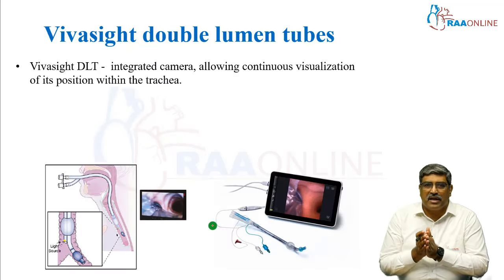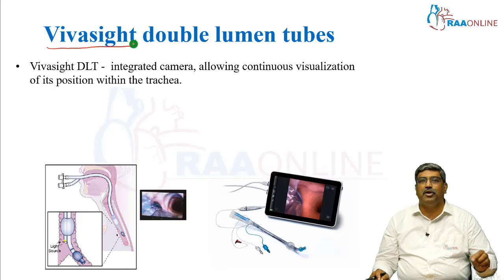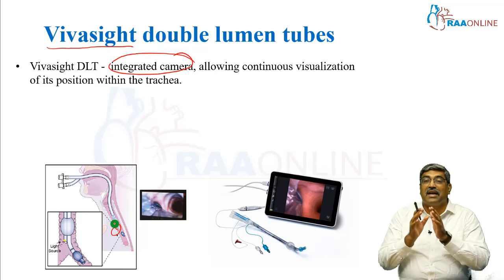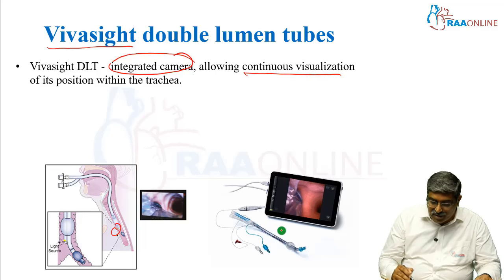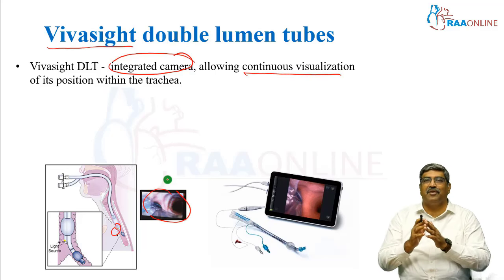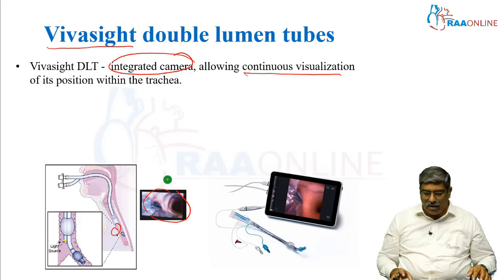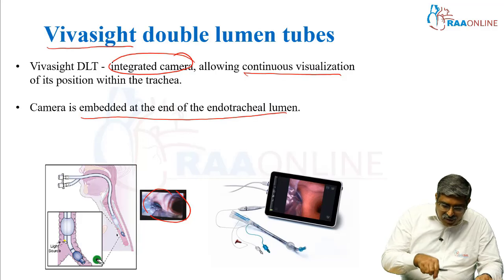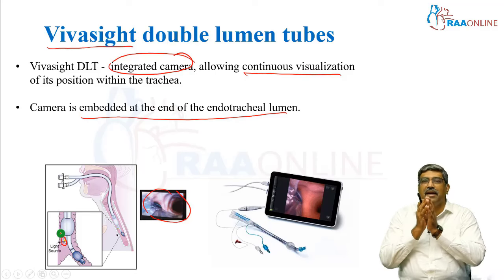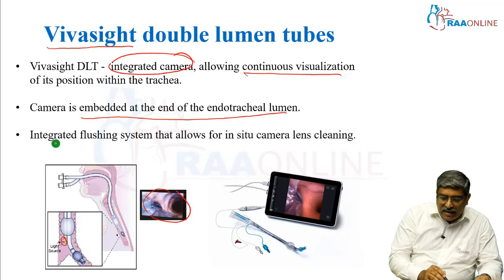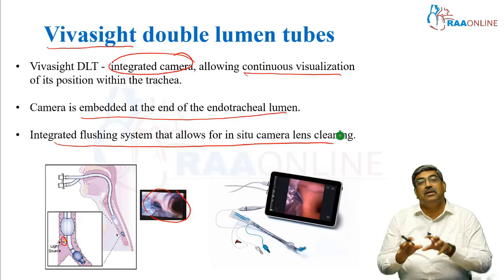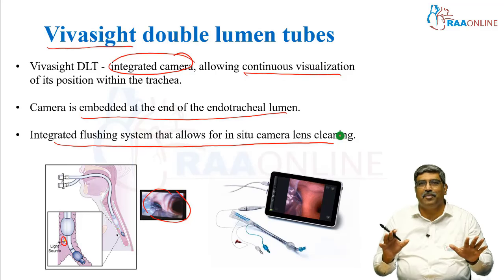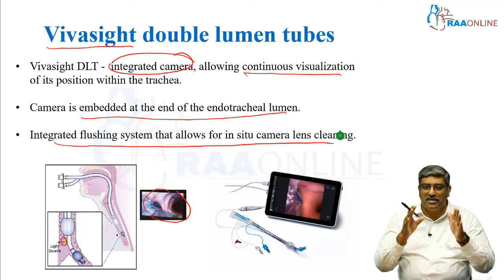Then slight modification came with Vivasight double-lumen tube. Here it has an integrated camera which can allow continuous visualization of its position inside the trachea. That is very important. So, you can continuously view the double-lumen tube. The camera is embedded at the end of the endotracheal lumen. There is an integrated flushing system that allows in situ camera lens clearing. So, you can clear the lens regularly, at the same time you can view the tube position inside the trachea.